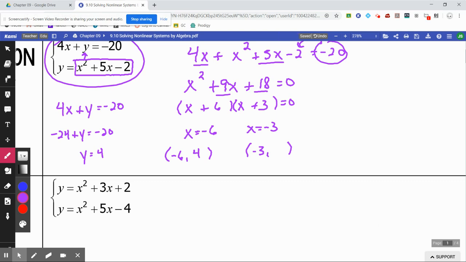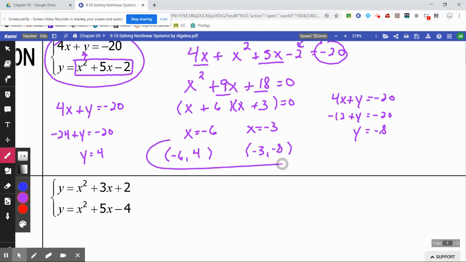Do the same thing for negative 3. You have 4x plus y equals negative 20. When x is negative 3, you have negative 12 plus y is negative 20. Add the 12 by moving it over, and that's going to be a negative 8. So when x is negative 3, y is negative 8. There is your 2 points of intersection.